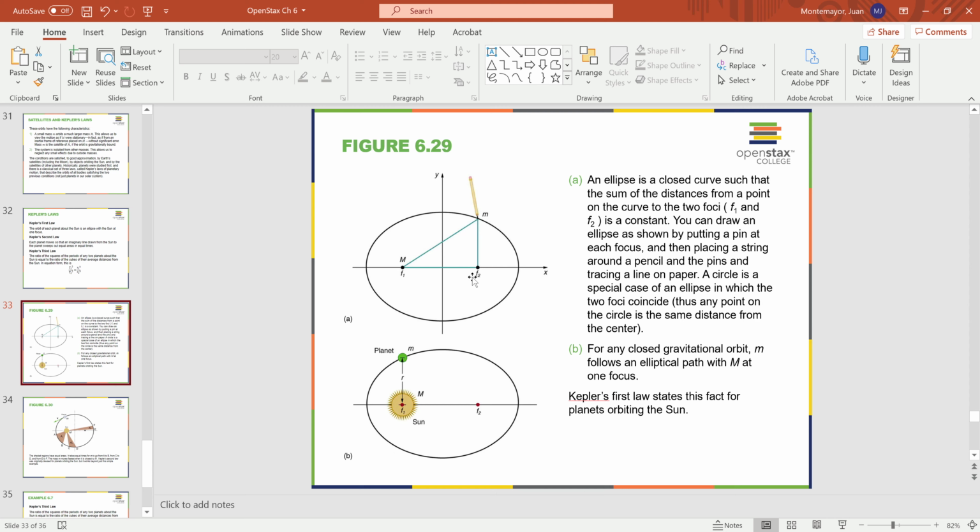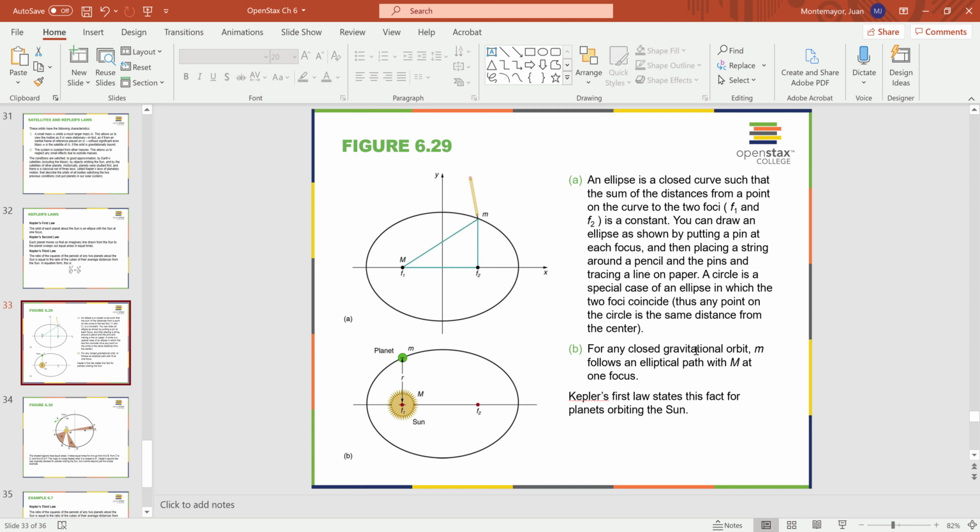1 and 2. And then placing a string around the pencil and the pins and tracing a line on paper. So pretend that this is a string here. It would go on an ellipse. A circle is a special case of an ellipse in which the two foci coincide. Thus, any point on the circle is the same distance from the center. So this would be more like the path the Earth takes around the sun.